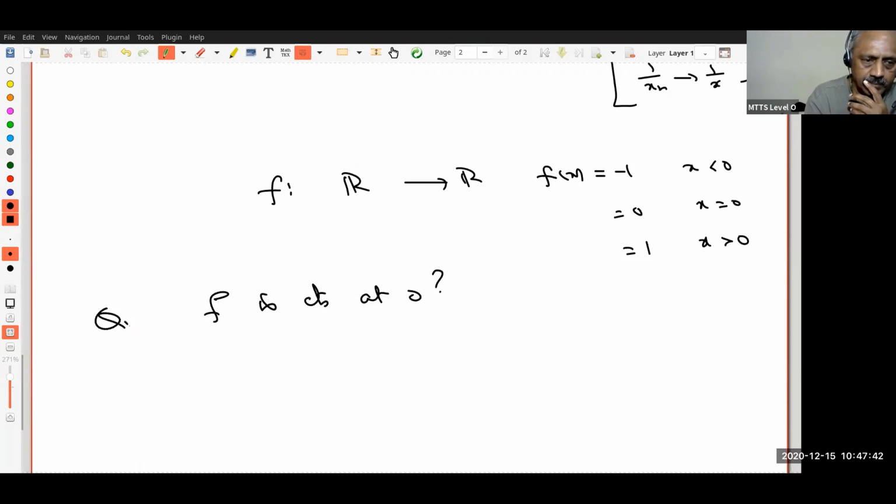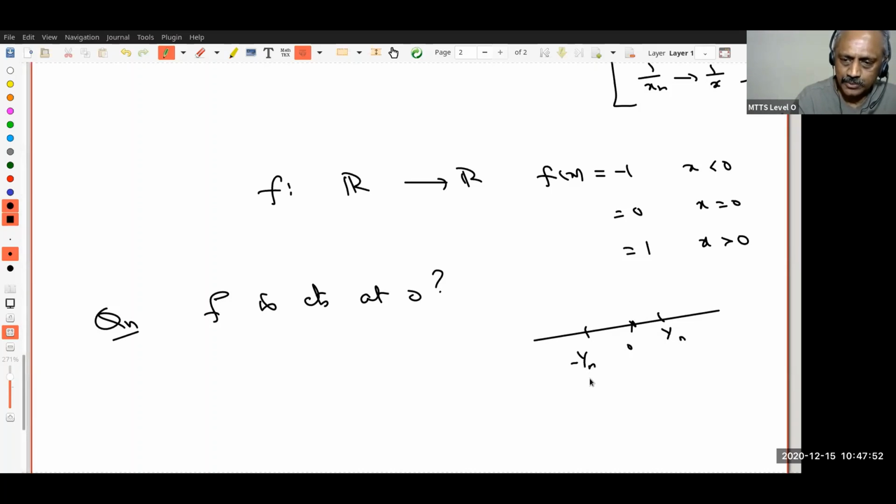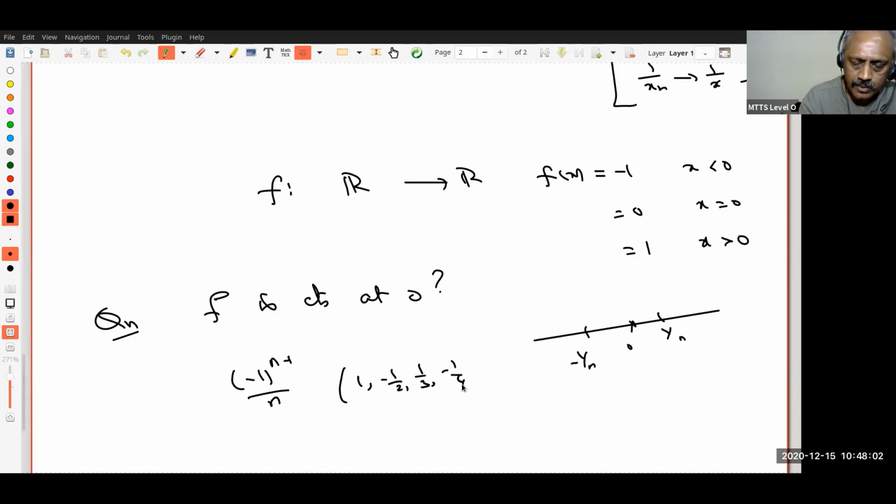This is a question. Now you know that I have 0. I can take 1 upon n. The obvious thing is I can also take minus 1 upon n. These are the two sequences. Or I can do minus 1 to the power n minus 1 by n. That is, the sequence consists of 1, minus 1 by 2, 1 by 3, minus 1 by 4, and so on.